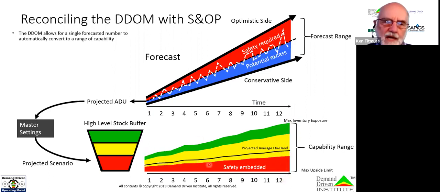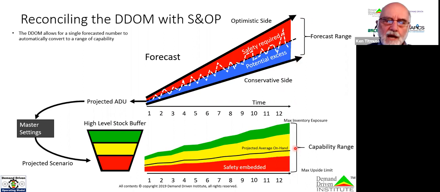So there's the projected average on hand. But what happens if we reach the optimistic side? Okay. Well, we've got this maximum upside limit here. We have this safety embedded in the buffer here. But what happens if the numbers go to the conservative side? Well, this is going to be our maximum inventory exposure sitting up here. And so what we can do is look at this capability range here and see how it matches the forecast range up here at any point in the future, going out into the future here.